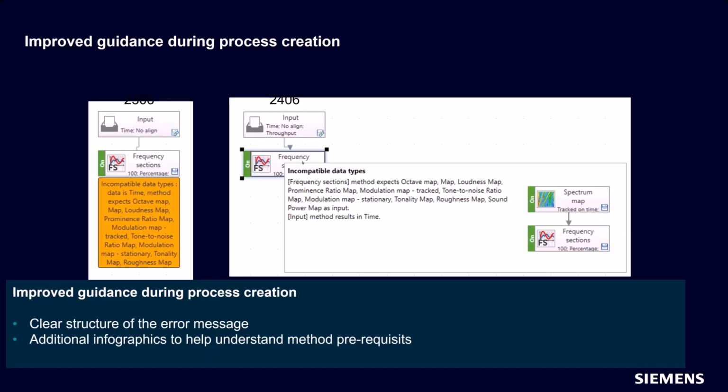What we tried to do now in 2406 is make it clear to you what you need to do in order to get your frequency section. So now, instead of just saying incompatible data types and rambling off this long list of things that you could do, it gives you a helpful picture saying start with the spectrum map and then connect it to the frequency section. You can make this connection. So our time history data can go into the spectrum map method, which can be connected to frequency sections. Just this little added picture here helps you get the idea.